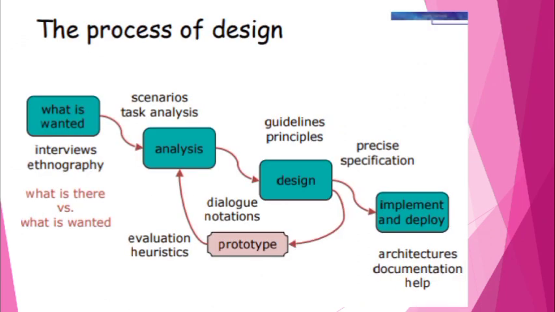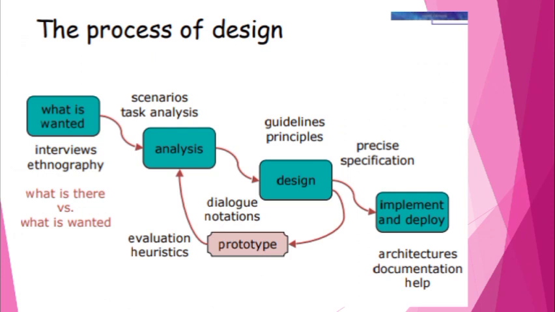Next, the process of design. Designing is an important phase because, based on the requirements, the design will be started. The simplified view of four main phases plus an iteration loop is focused on the design of interaction. The first one is what is wanted. That is obtained through interviews and ethnography, that is, what is there and what is wanted.